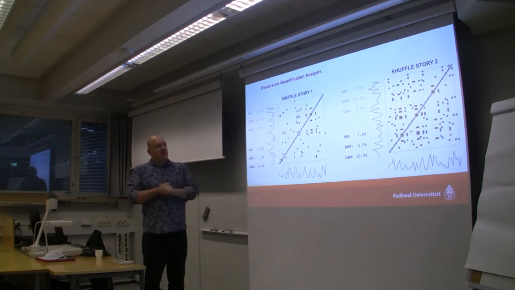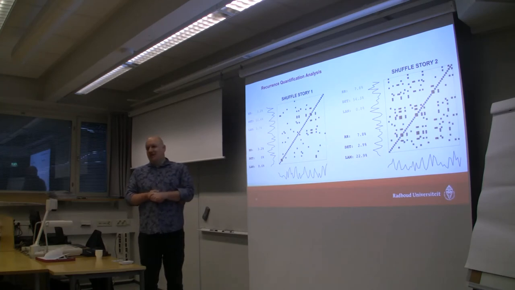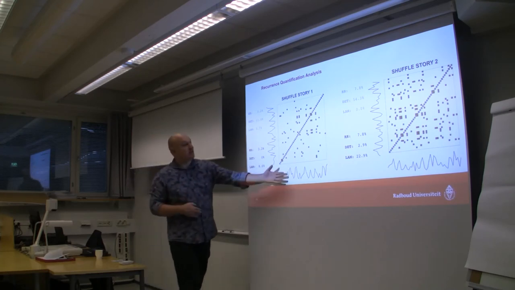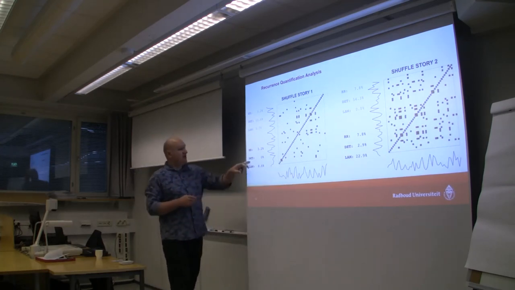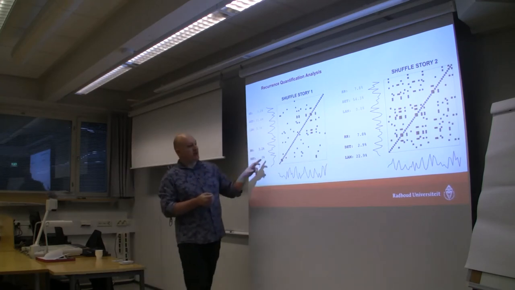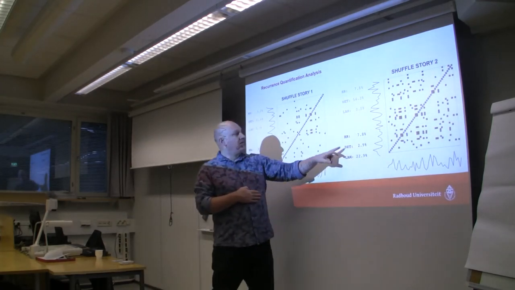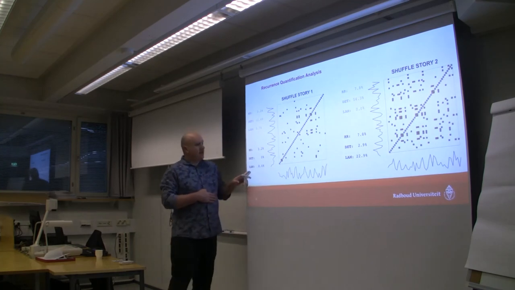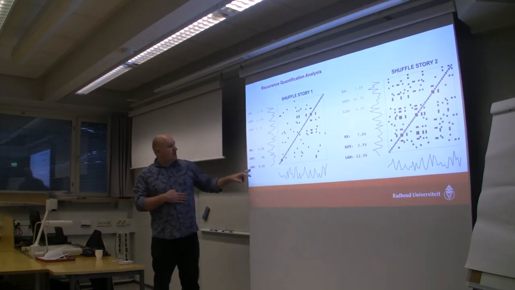What of course will happen is that because you're destroying the correlations that might be in this time series, you're destroying the patterns, that determinism will likely drop if you randomize your series. And in both cases, that actually is happening. Okay. Laminarity.